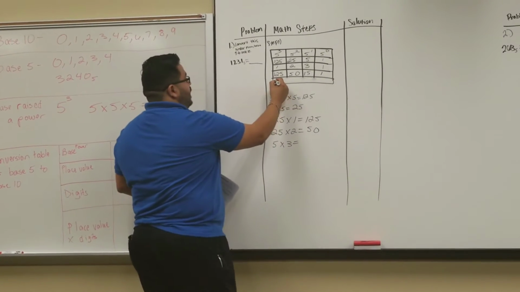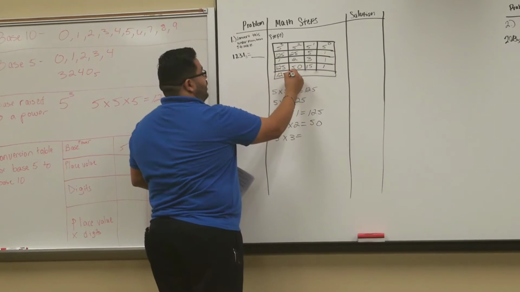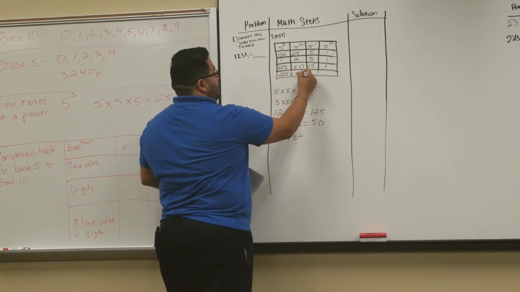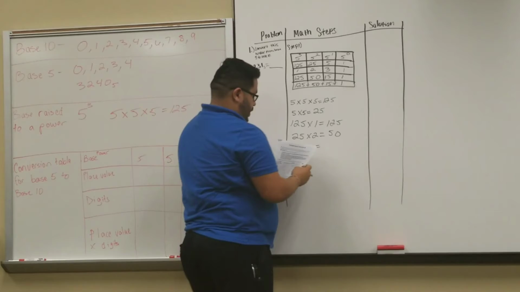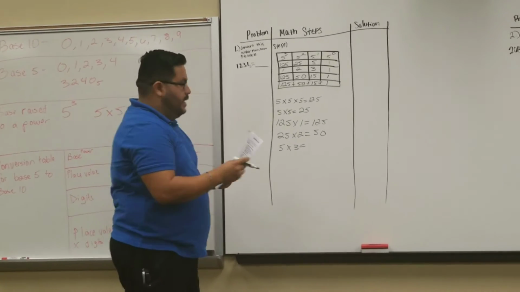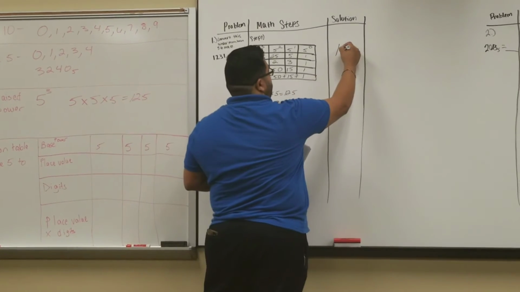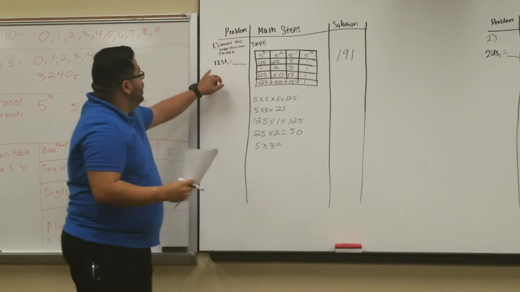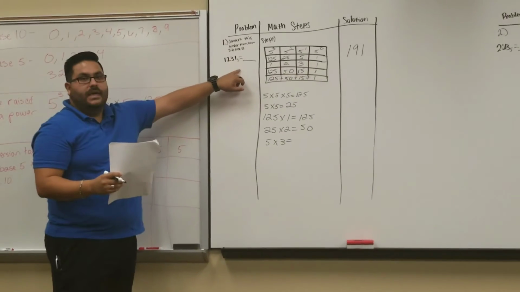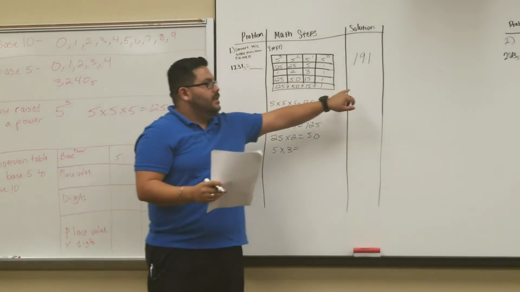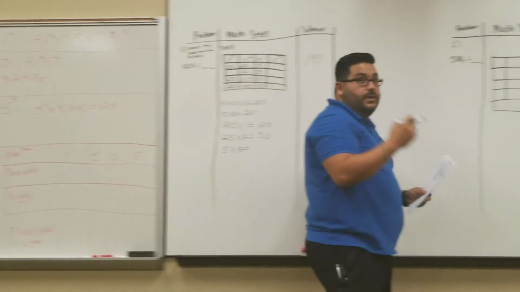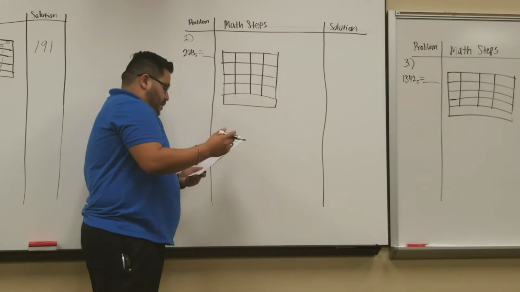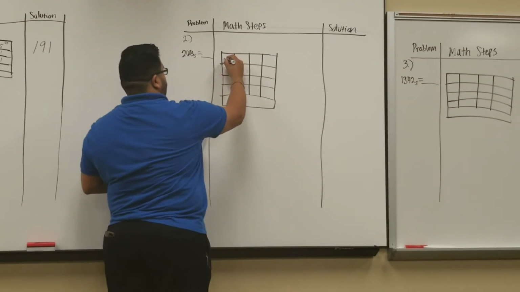When we bring all these down, we're going to have 125 plus 50 plus 15 plus 1, and when you add all those up, you get what? 191. So 1,231 at base 5 converted to base 10 is equivalent to 191. Perfect. Let's do another example just to make sure we know what we're talking about. So again, we're going to start with our base 5.